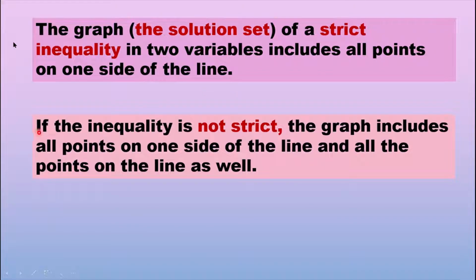If the inequality is not strict, the graph includes all points on one side of the line and all the points on the line as well. So, pag yung ating inequality naman ay not strict, yung graph or yung solution set natin ay ang lahat ng points on one side of the line kasama yung points na nasa line mismo.